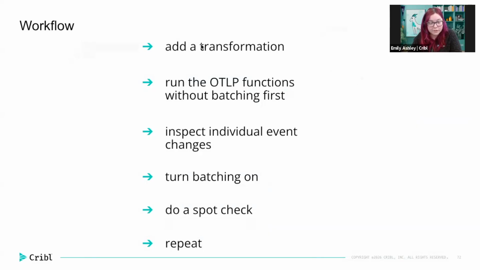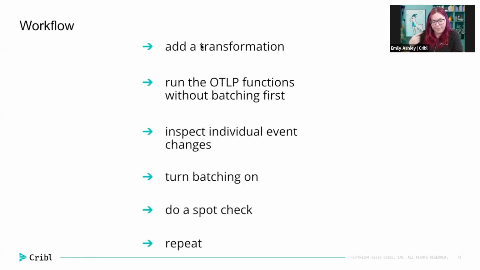And if you think you've followed spec, but fields still disappear, that's a good time to open a support case and say, I followed OTLP spec, but this field is gone when I emit my OTLP, right? And then you can turn batching back on and do a spot check. Does it look right aggregated as an OTLP batch? And confirm once batched, the same fields show up in the correct places, right? So this is kind of like what that iteration looks like when you're building out a pipeline.